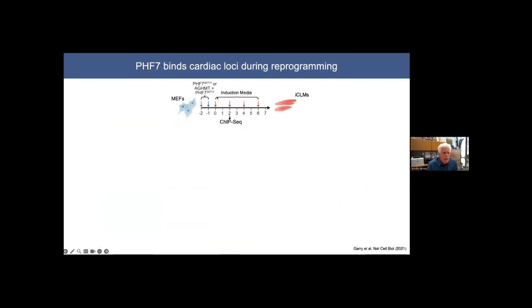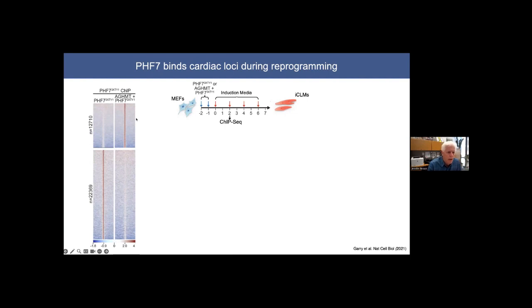So how does PHF7 do this? I don't have all the answers to that question, but I'll tell you about our efforts to begin to decipher some answers. Here we carried out reprogramming in mouse embryonic fibroblasts, and then we looked at their conversion to induced cardiac-like myocytes with the canonical reprogramming cocktail in the presence or absence of PHF7. Then we did chromatin IP to ask, where does PHF7 go within the genome?